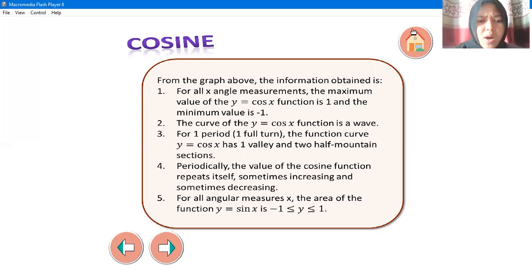The third, for one period, one full turn, the curve of the function y equals cosine x has one valley and two half mountain sections. Next, periodically, the value of the cosine function repeats itself, sometimes increasing and sometimes decreasing. Next, for all angular measures x, the range of the function y equals cosine x is y greater than or equal to -1 and y less than or equal to 1.